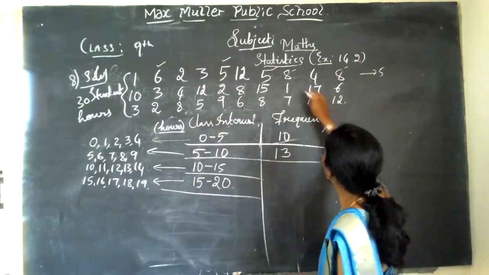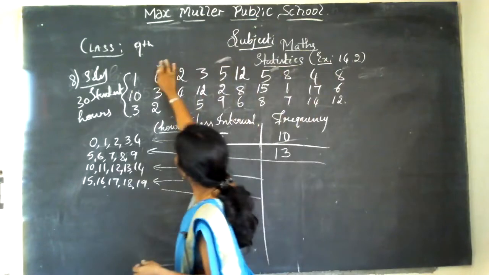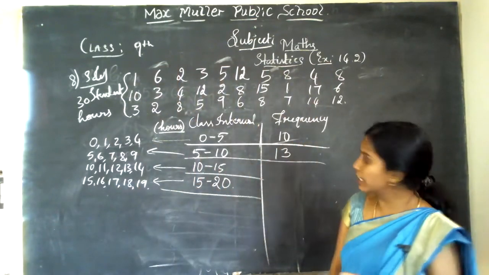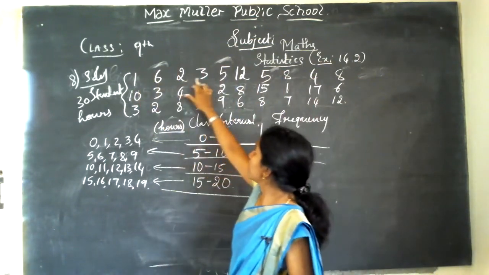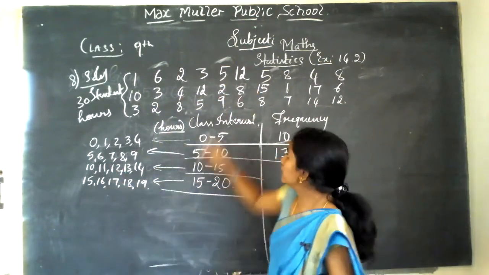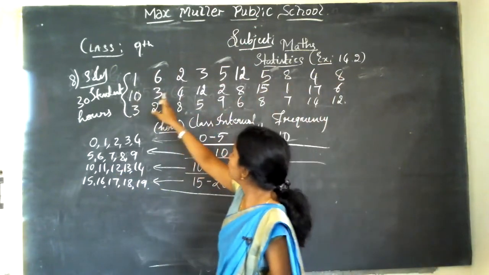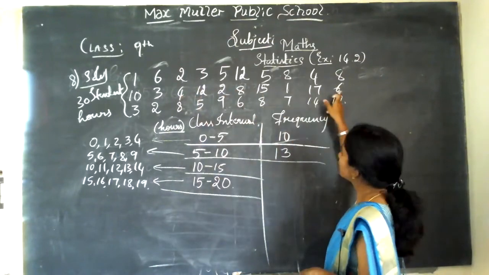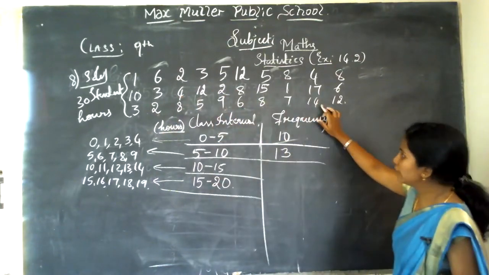Next, similarly, move to the next row. So you have to include 10, 11, 12, 13, 14. Count it from the beginning. Search for 10 now. So 12 is there, here also you have 12. So count it. 1, 2, 3, 4, 5.